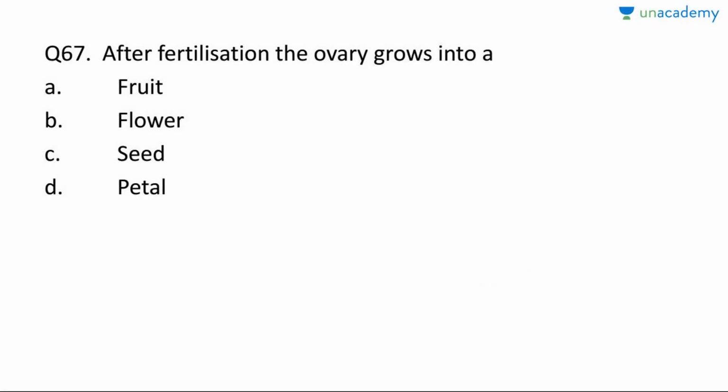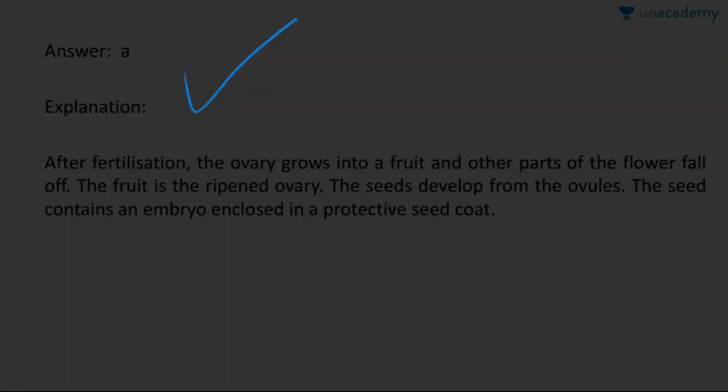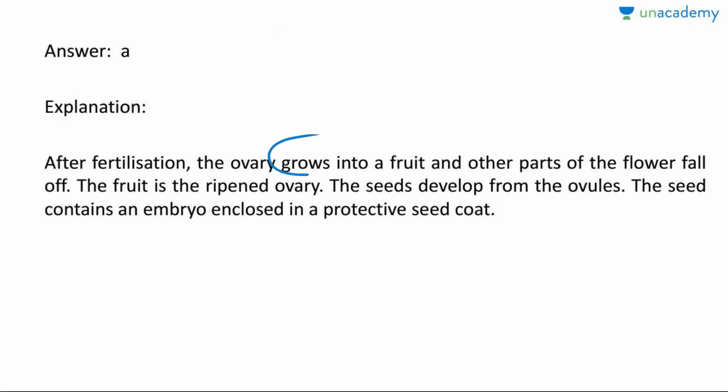Question number 67. After fertilization, the ovary grows into a. So everybody should know that fruit is basically a fertilized ovary. So the answer here is A, fruit. After fertilization, the ovary grows into a fruit and other parts of the flower fall off, and the fruit is basically a ripened ovary. Okay, so everybody should know this.